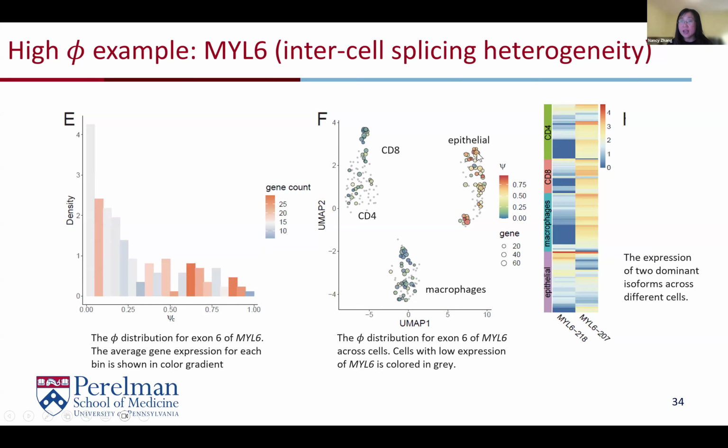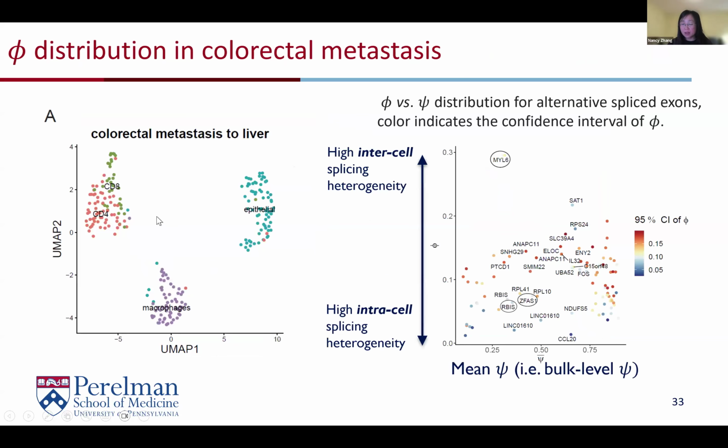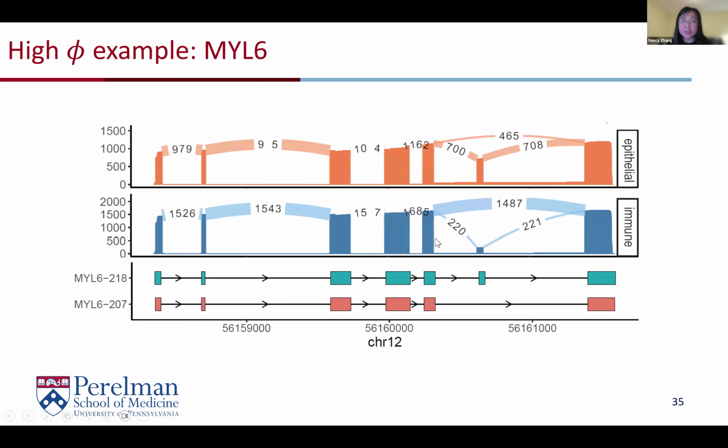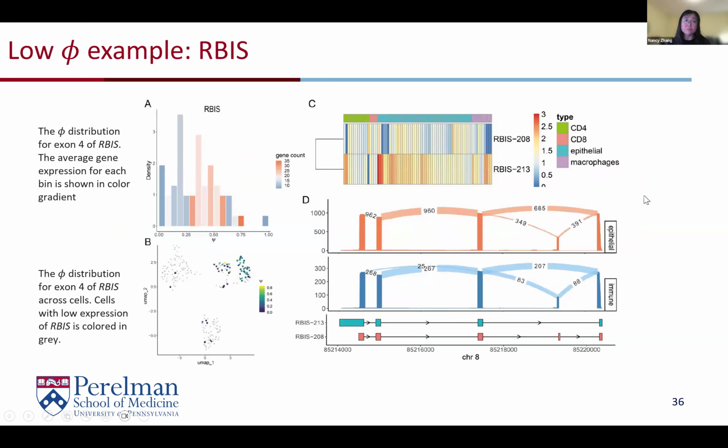You see that this is an epithelial specific isoform, right? So basically by computing these values, you can quickly zone in on those probably cell type informative isoforms. And here is just the sashimi plot that shows you how this specific exon right here on this MyL6 gene is the one that is differentially spliced between epithelial and immune.